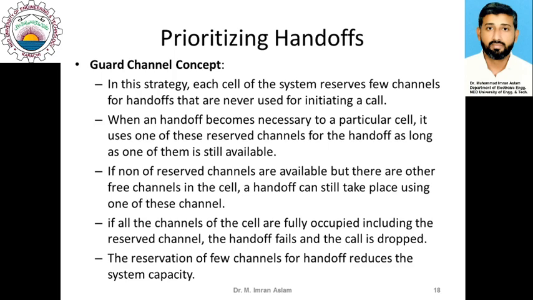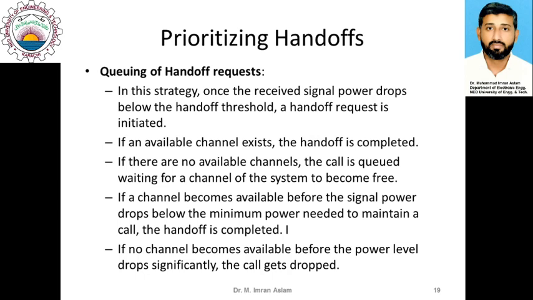However, there is one drawback with the guard channel concept: because we have reserved a few channels for handoff, the overall system capacity is reduced. If all other channels are occupied and the reserved channels are free, even in that case a new call request will not be entertained. In order to optimize that, we use queuing of handoff requests.